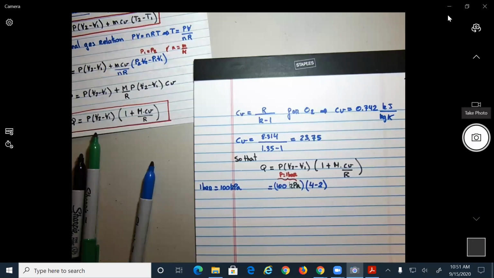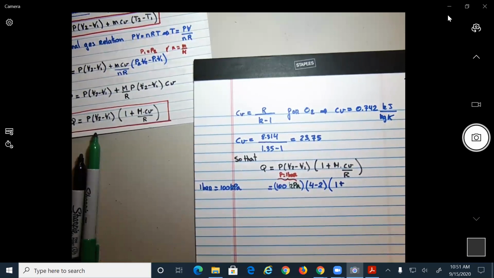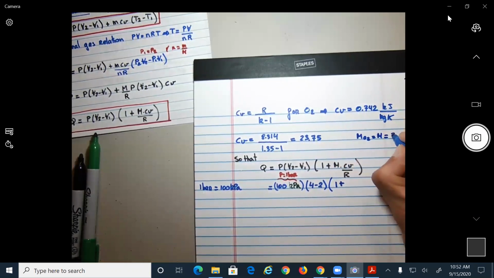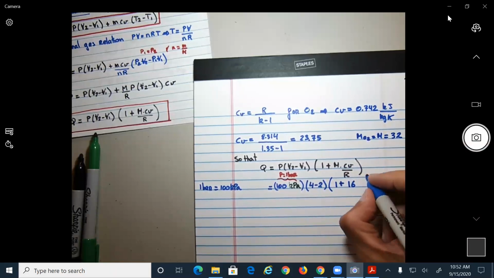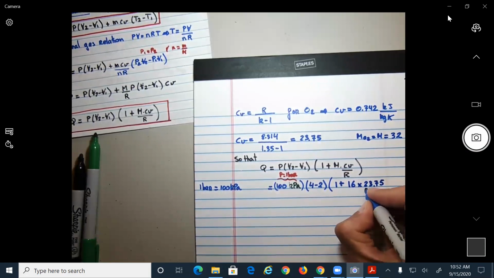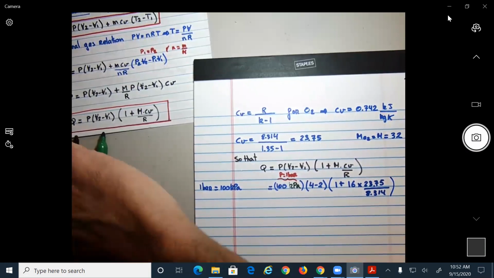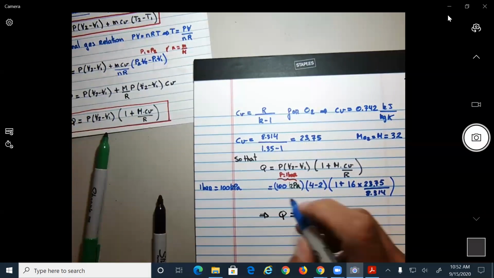All right, so 4 minus 2, and then we have times 1 plus the molar mass of oxygen, so M of the oxygen O2 should be about 32, no? Because O is 16, O2 will be 32. Now plus the CV, which we calculated as about 23.75. If we divide this by R, which is 8.314, we get about 4 over there. So if we do this calculation, what do you get for Q?